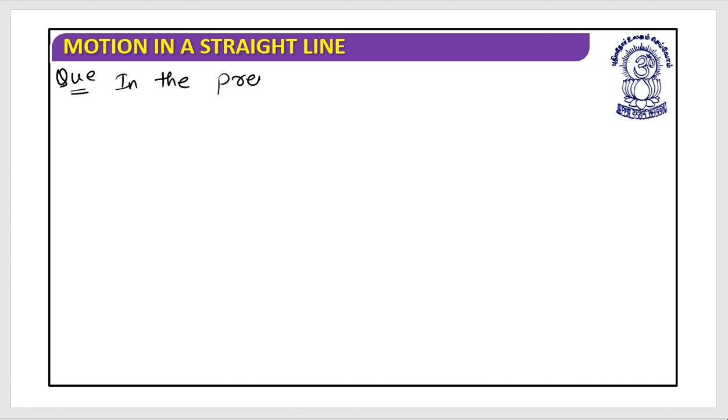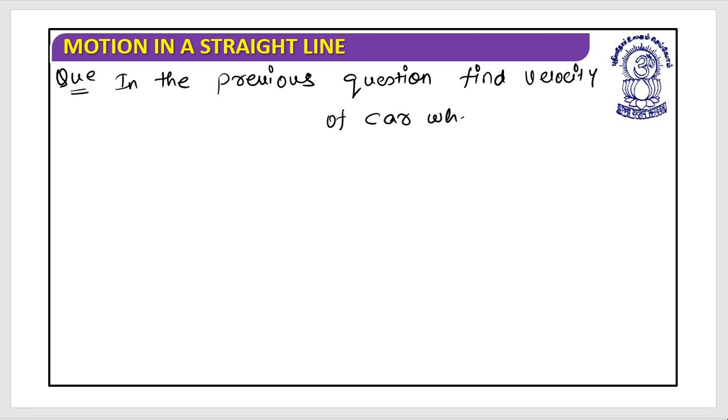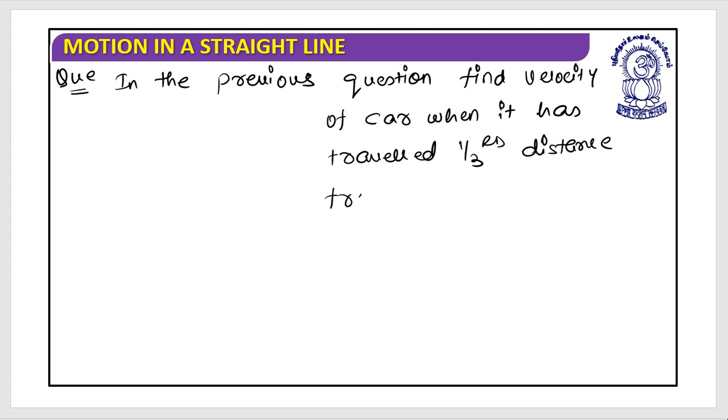In the previous question, find the velocity of the car when it has traveled one third distance from point P, and this was the situation.